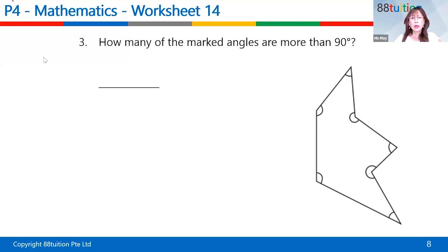Can I have more participants, please? Lucas, you have to think again. We are looking for more than 90 degrees. We are looking for obtuse angles. An angle that's more than 90 degrees is called an obtuse angle.